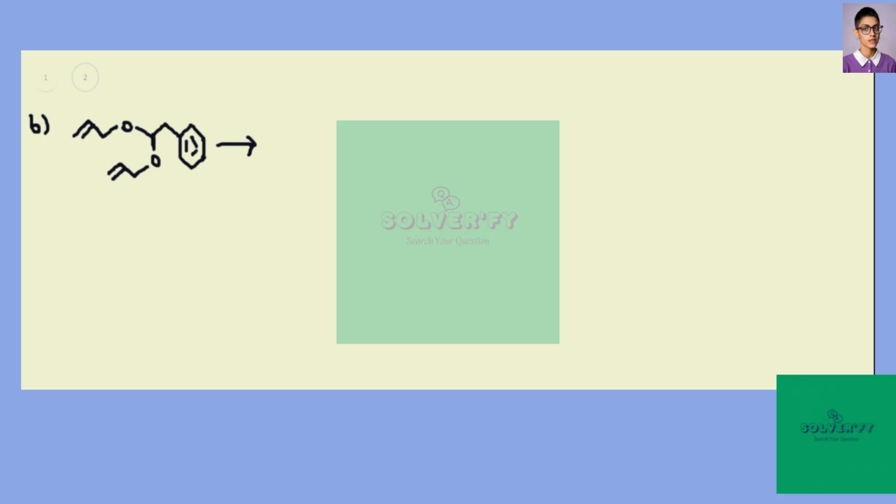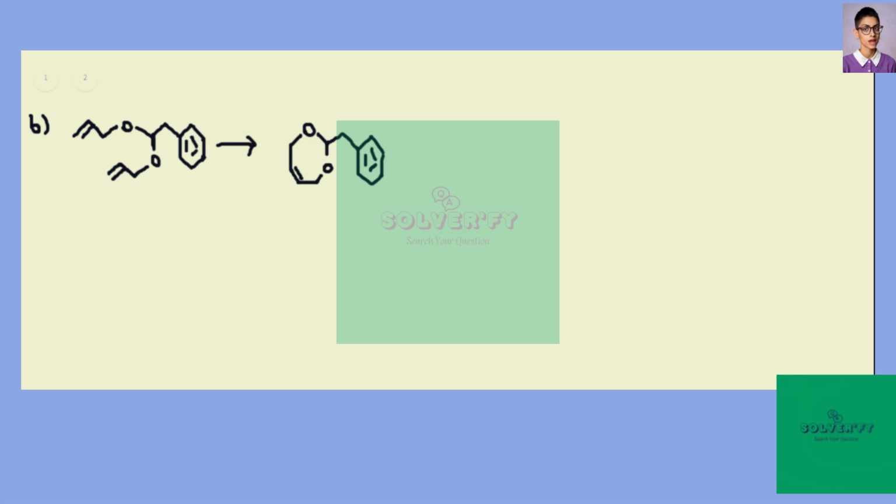Part B. This ring closing metathesis product, unfortunately, is going to be a 7-membered ring. So bear with me while I draw that. Okay, so there we go, 7-membered ring. We would have a double bond right here. And then the rest of the molecule, of course, doesn't change. So here is our ring closing metathesis product there for B.